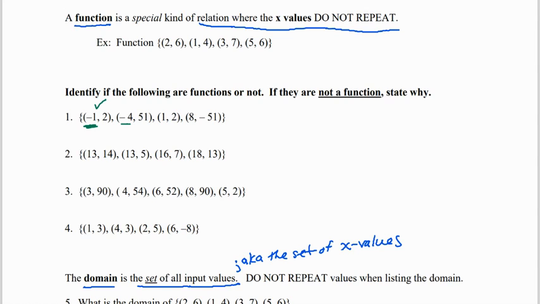Then I check -4. Is -4 showing up again as an x? No. So it's good. How about +1? Where's +1 showing up? Oh, no, never mind. So it's good. And then we look at 8. Is 8 showing up? No. So all 4 of those x values are good. They do not repeat. So that means this is a function.